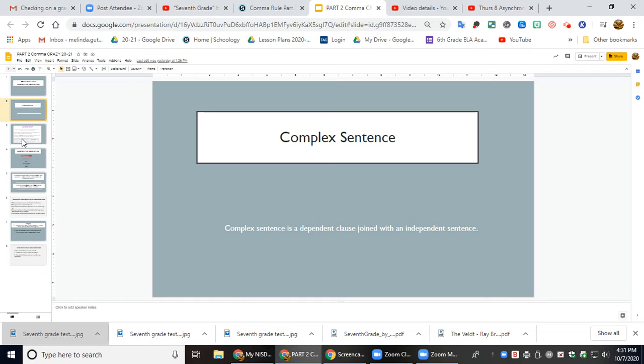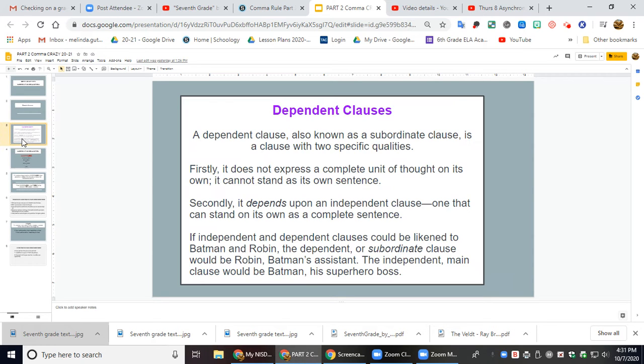A complex sentence is when you have an independent clause joined with a dependent clause. Dependent meaning that it cannot live by itself. It has to be joined with a complete sentence, making a complex sentence. A dependent clause, also known as a subordinate clause, is a clause with two specific qualities. First, it does not express a complete unit of thought on its own. It cannot live on its own. It depends upon an independent clause, one that can stand as a complete sentence.